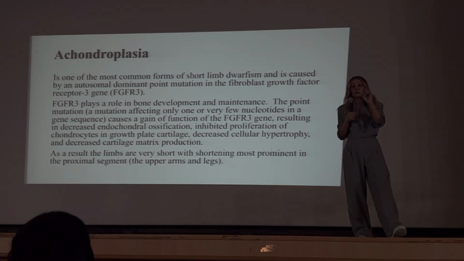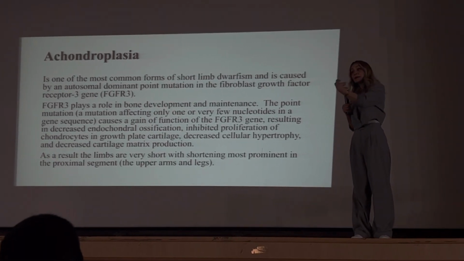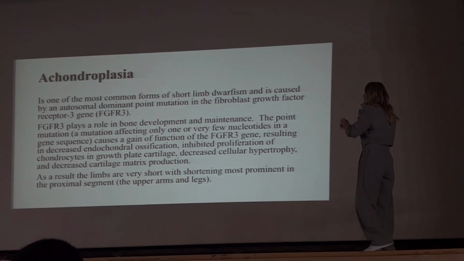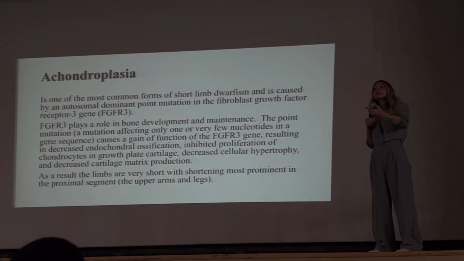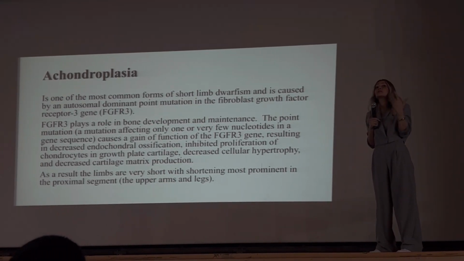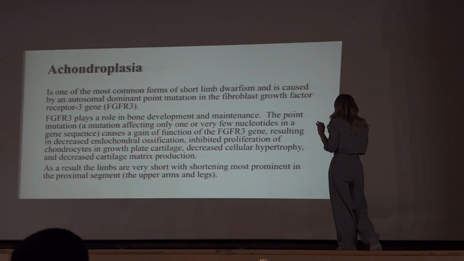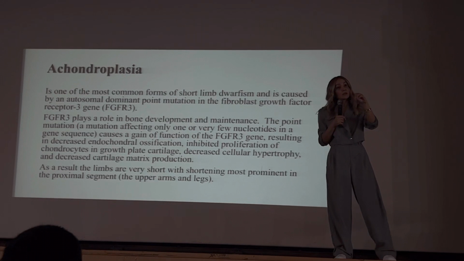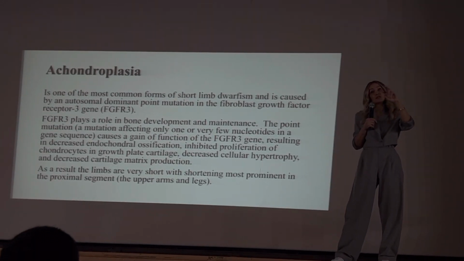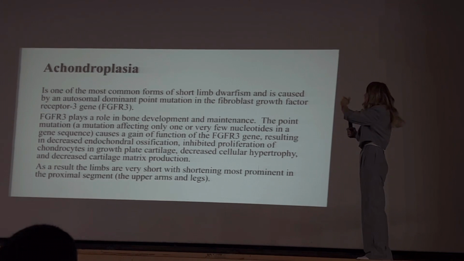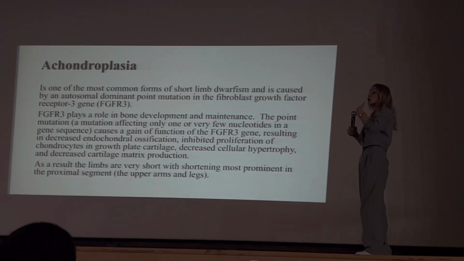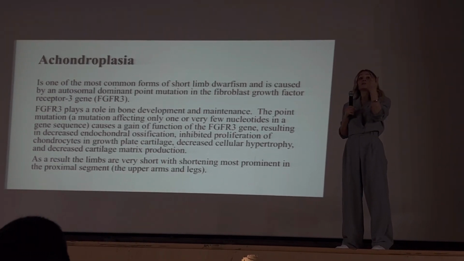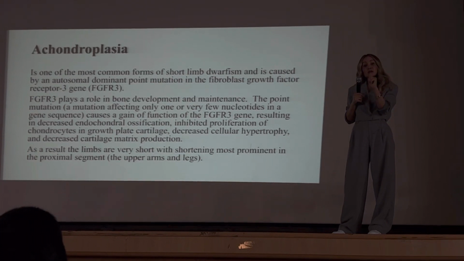Endochondral ossification means that there is already cartilage that is supposed to become bone. If there is a defect in endochondral ossification, the process of bone formation is defective. Inhibited proliferation of chondrocytes. Chondrocytes are the cells found in mature cartilage. In growth plates cartilage, there is decreased cellular hypertrophy.